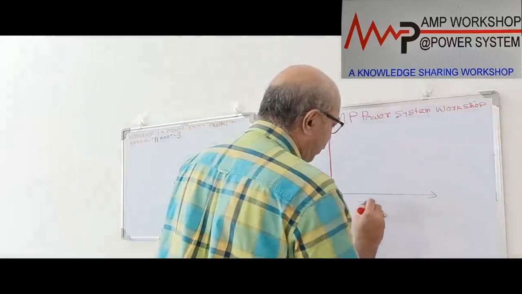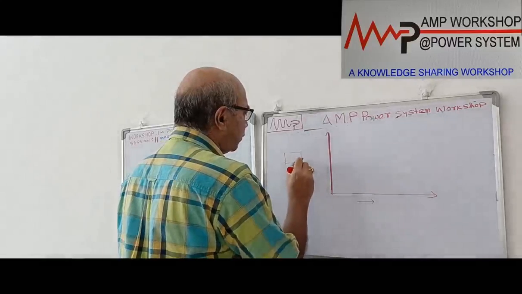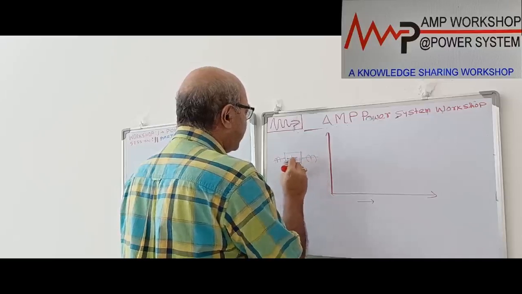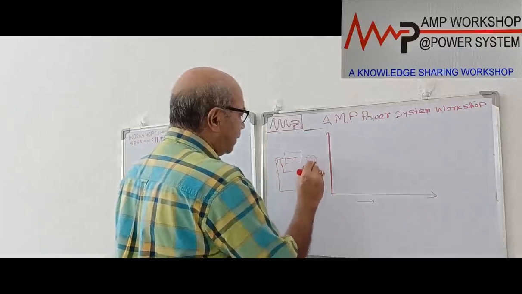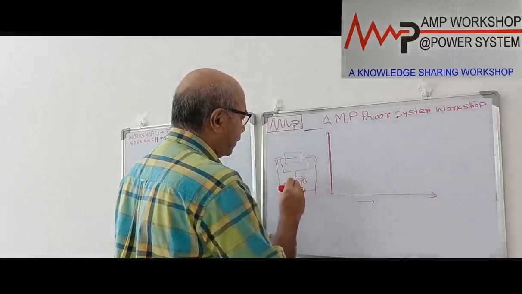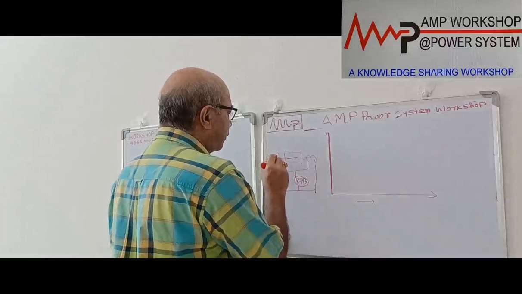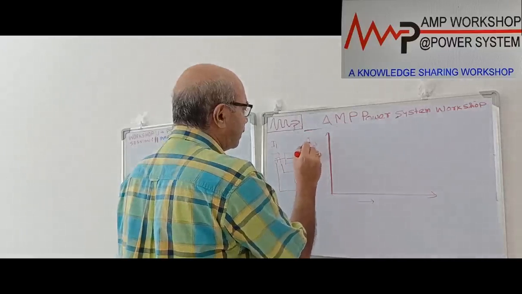Suppose this is our differential scheme we have already shown. So this is a 2 CT, this is a busbar inside, and here we have connected the relay in this way. This is our relay. I am showing you one phase, the 87 bus differential relay. So how will this relay work? Suppose this is the primary current I1, and this is the current I2.